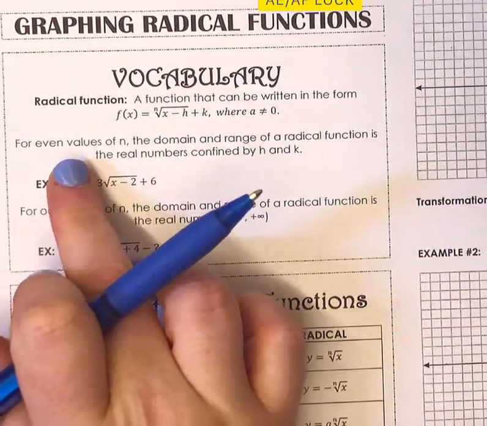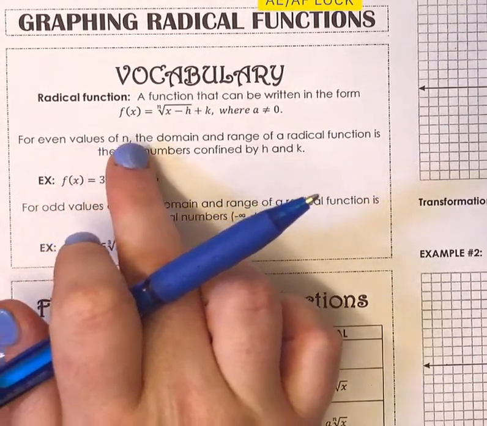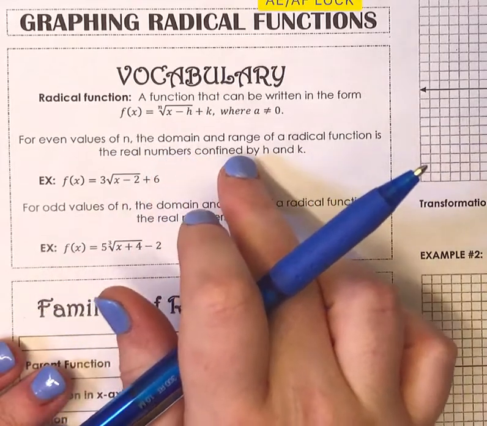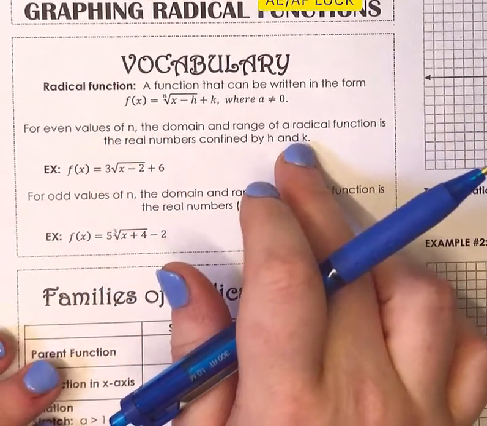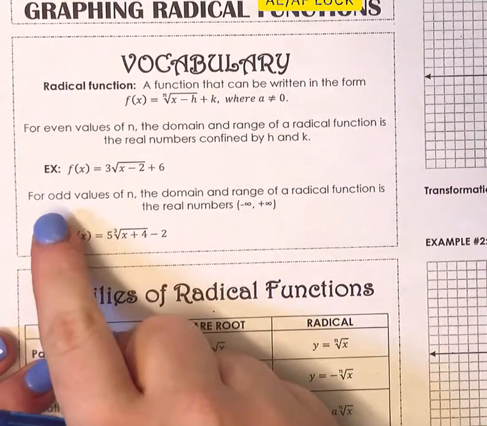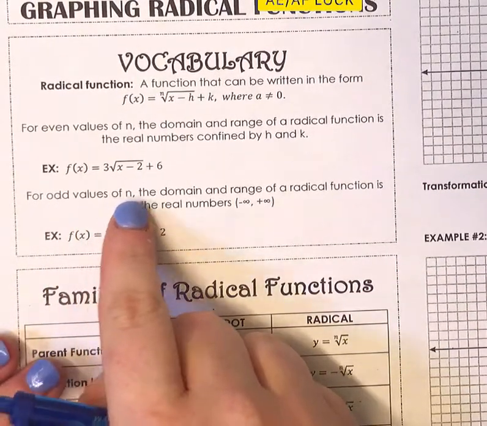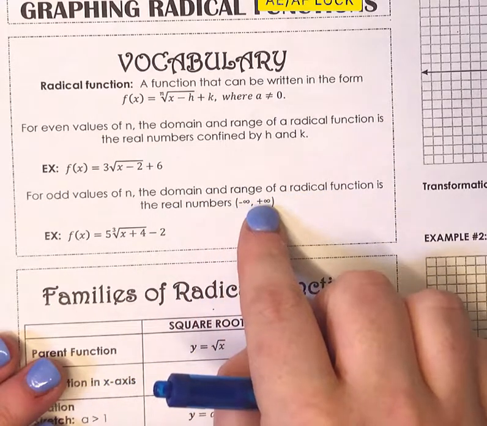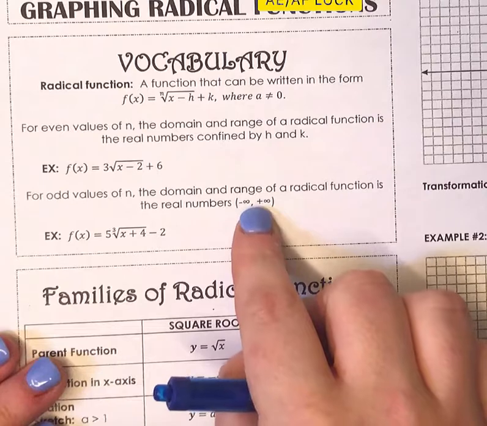So for any even values of n, the domain and range of a radical function is the real numbers confined by h and k. So we have to know what our h and k values are to determine our domain and range. But for odd values of n, the domain and range of a radical function is the real numbers from negative infinity to positive infinity. So they are not confined by h and k.